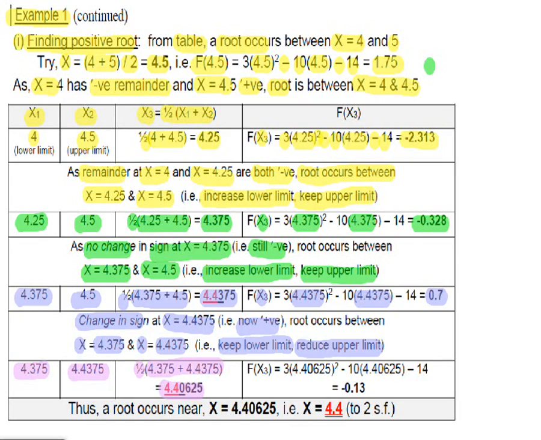And if we're trying to find a solution to two significant figures, then we have that because in iteration 3 we've got 4.4 to two significant figures, and in iteration 4 we've got 4.4 to two significant figures. So we can say now that a root occurs near to the x is equal to 4.40625 value, but at two significant figures, that is x is equal to 4.4.